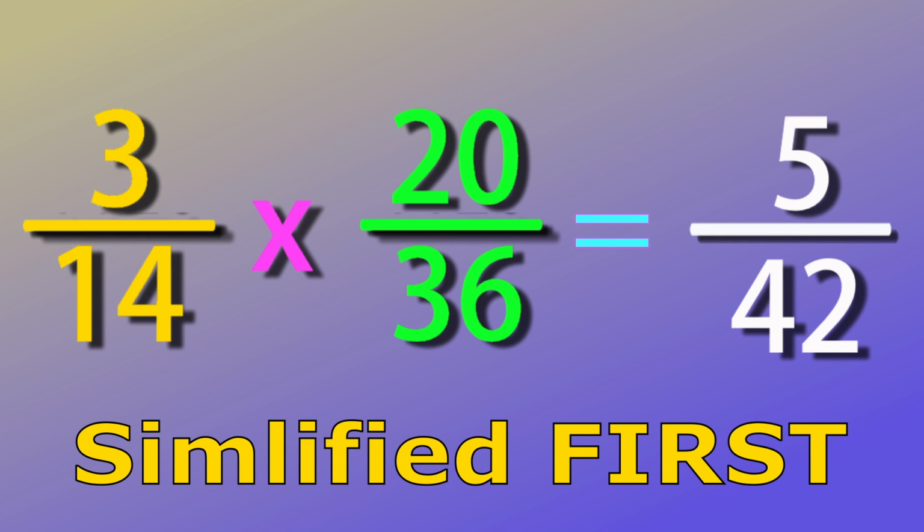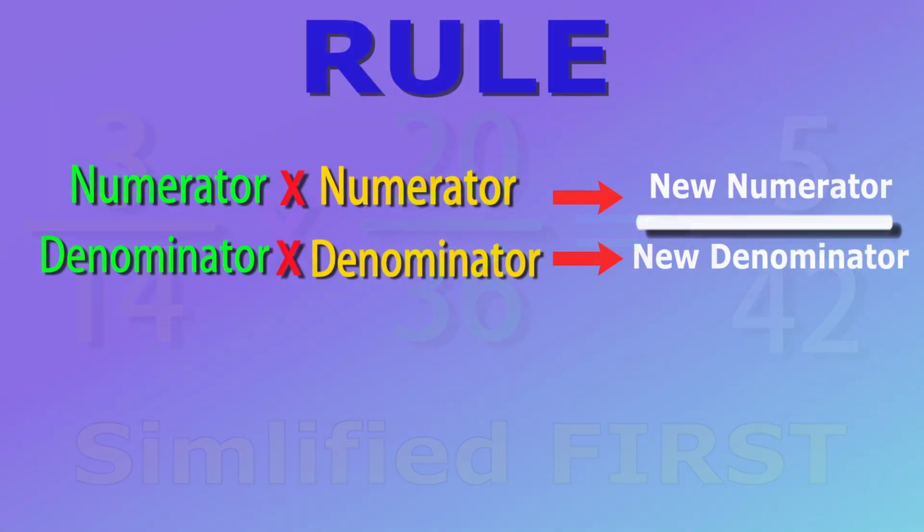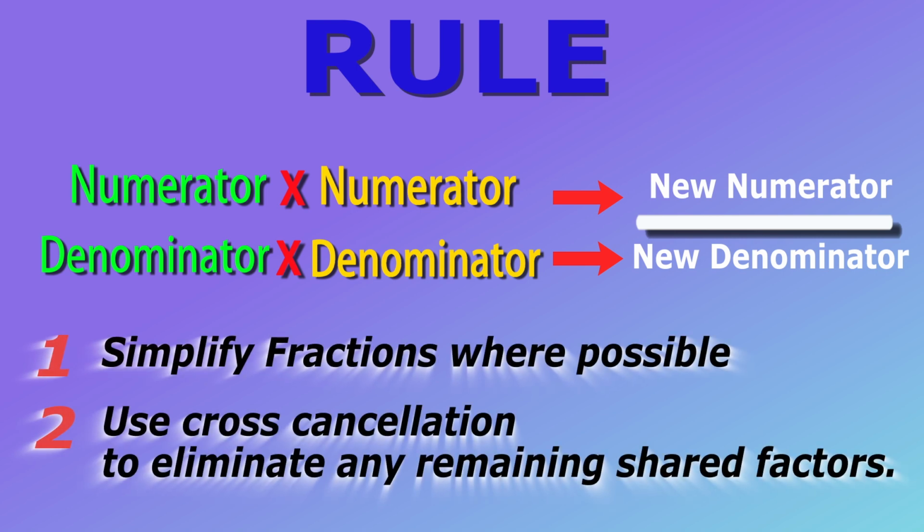Why don't you try this for yourselves? Pick some fractions and remember to multiply fractions, multiply horizontally. Numerator times numerator, and that gives you a new numerator, and denominator times denominator, that gives you a new denominator. But before you do that, see if you can simplify the fractions, that's step 1, and then step 2, use cross cancellation where possible. Then you can multiply horizontally. It should make things easier.